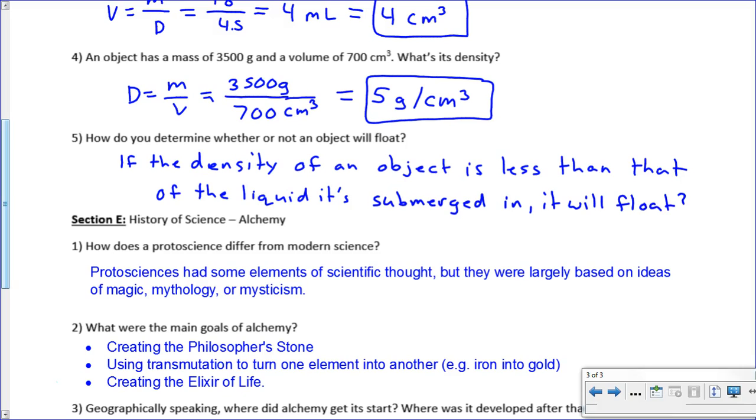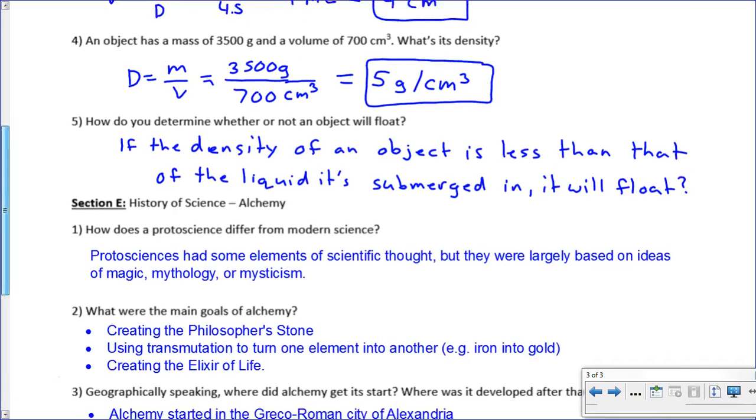Okay, so here's what you do. You look at the density of an object and you look at the density of the liquid you're trying to put it into. And again, if the object is more dense than the liquid, it sinks. If the object is less dense than the liquid, it floats. If they have equal density, it's called neutrally buoyant, which means it really doesn't sink or float. It just kind of stays where it is there. So that's that concept there.